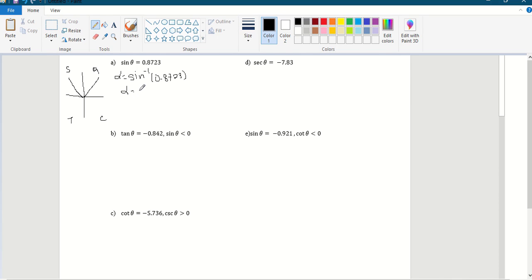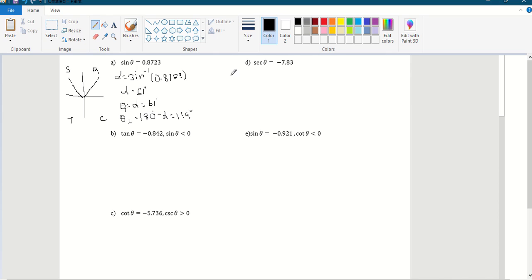Rounding that to the nearest degree will be 61 degrees. Now because it's in the first quadrant, theta and alpha are the same. So theta 1 equals alpha, which will be 61 degrees. Theta 2 here will be 180 degrees subtract alpha. So it will be 180 minus 61 degrees, which is 119 degrees. So our first answer will be 61, second answer will be 119 degrees.